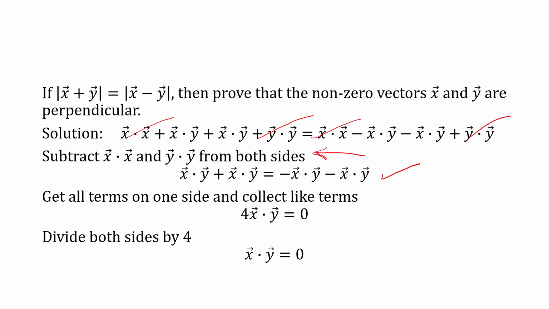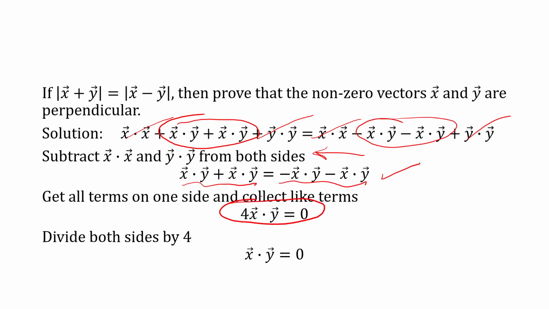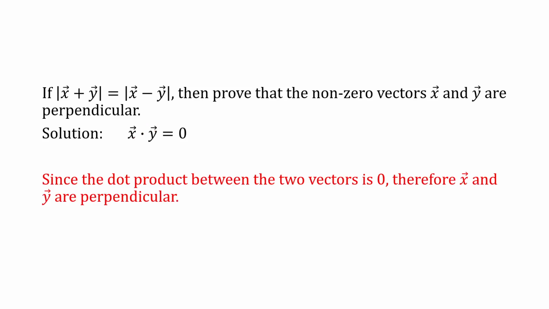We stated it a little bit more sophisticatedly by saying subtract them from both sides. Then we collect up our like terms. We have 2x dot y, and then we have negative 2x dot y. Adding 2x dot y to both sides will get us to 4x dot y equals 0. And dividing both sides by 4 will get us to x dot y equals 0. But remember what we said a while ago: if the dot product of two non-zero vectors is 0, that means those vectors are perpendicular. So we can say x and y are perpendicular, which is what the question was asking us to show.